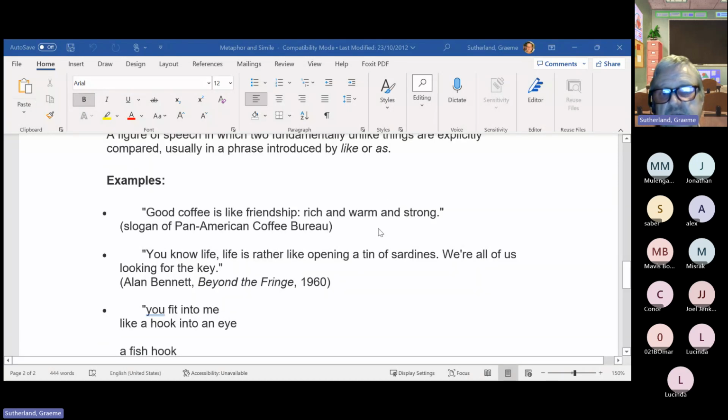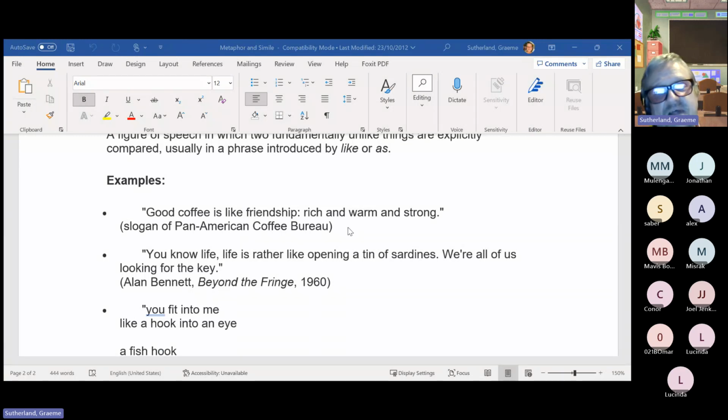So there used to be an airplane company called Pan American, and Pan Am, as we used to call it. And the slogan of their coffee bureau was, "Good coffee is like friendship, rich and warm and strong."